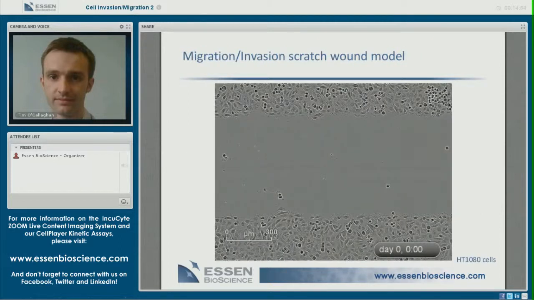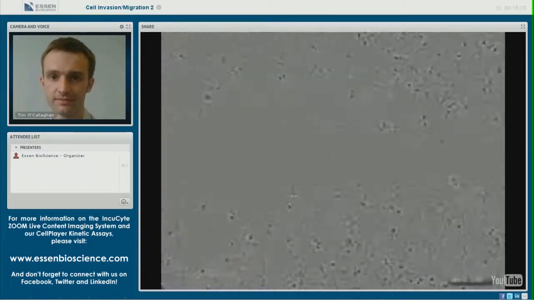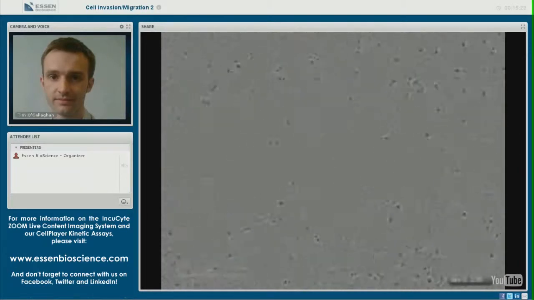The wounded plates are placed within InvasionMigration Zoom and imaged at regular intervals, for example, every 2 hours or 3 hours over the course of the assay. The user has a choice of 3 objectives to acquire the images, a 4x, a 10x, or a 20x. And the images can be concatenated into movies of cell migration or invasion. This is a movie illustrating HD1080 migration over plastic. And if I play it, you should be able to see cells moving uniformly into the wound area.